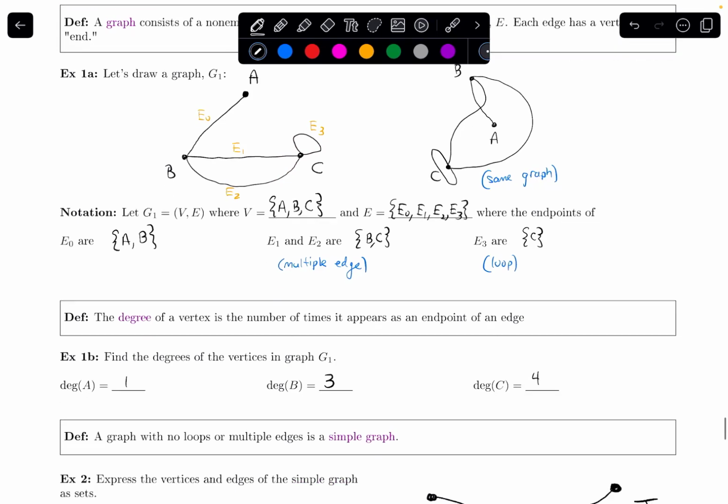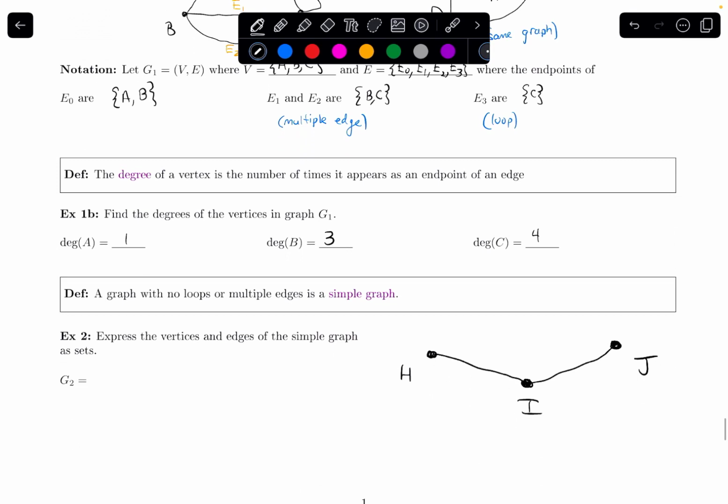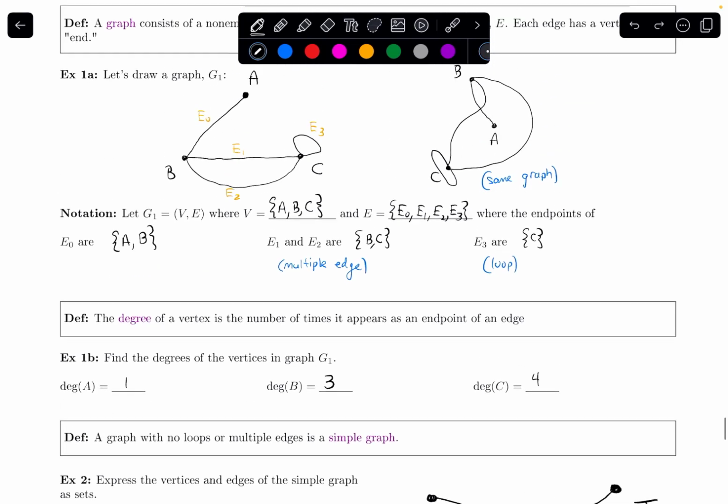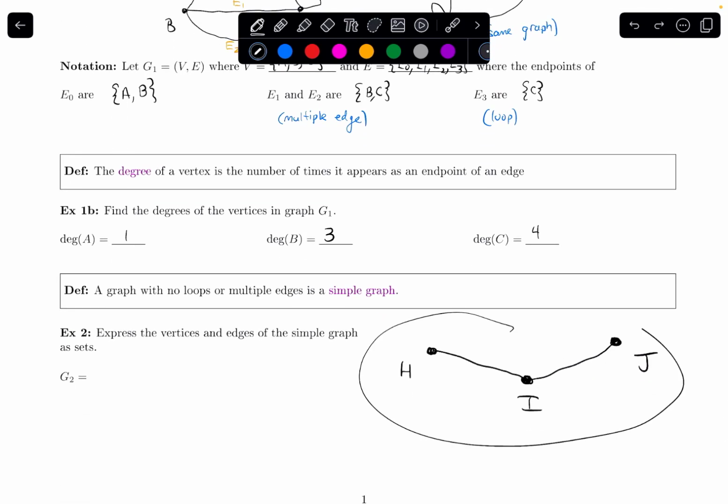Okay. All right, so a graph that has no loops or multiple edges is called a simple graph. So the graph that I drew up here had both of them. It had multiple edges and loops, so that one's definitely not simple. Here's an example of a graph that would be simple because it doesn't have loops and it doesn't have multiple edges.